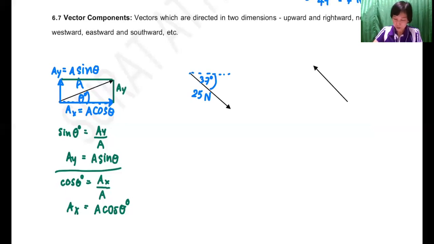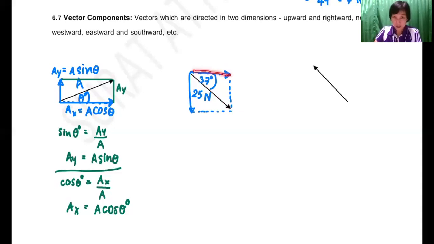Because this force points to the southeast, one component must point to the east and the second component must point to the south, like this. Here I will draw this component, and this is the second component. As I told you, do not draw over this limit.